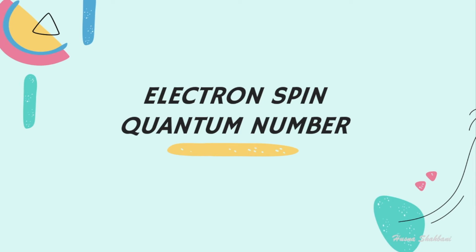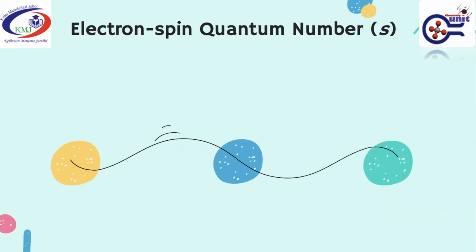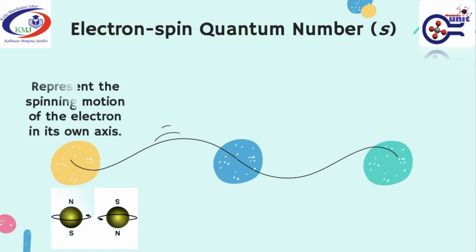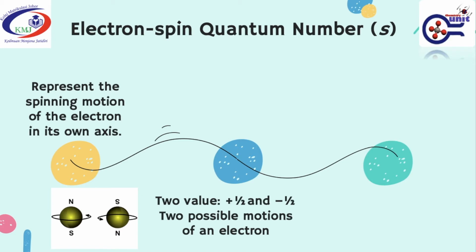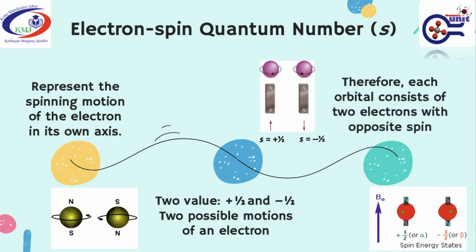Electron spin quantum number. The electron spin quantum number, using the symbol S, represents the spinning motion of the electron on its own axis. There are two values of the electron spin quantum number, positive half and negative half. Those values indicate two possible motions of an electron. Therefore, each orbital consists of two electrons with opposite spin. The electron can spin clockwise or anti-clockwise.